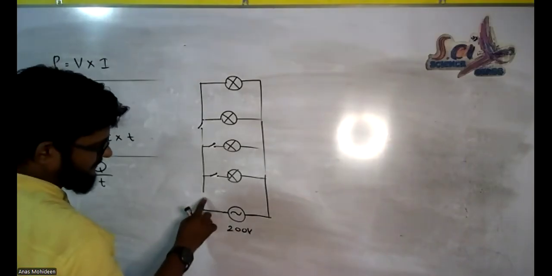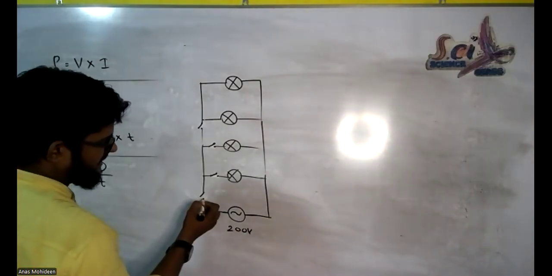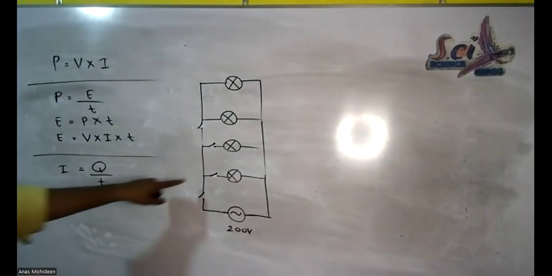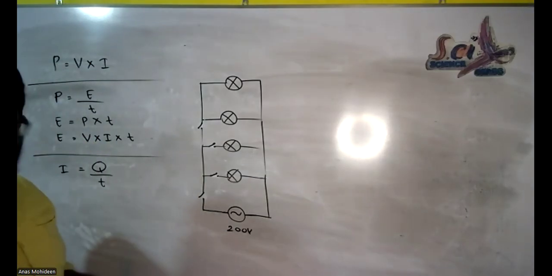Okay. And then it says each room has one switch and one master switch that will turn off all the lamps. To turn off all the lamps, I can connect somewhere here, even within this part, I can connect. Right? So this is the master switch.